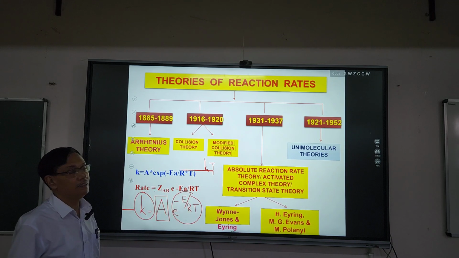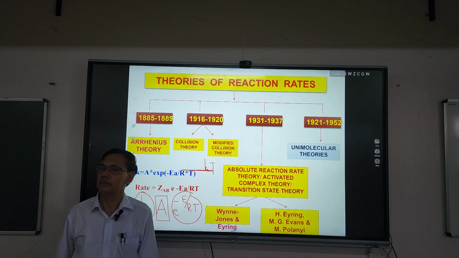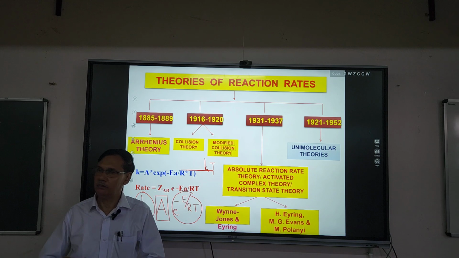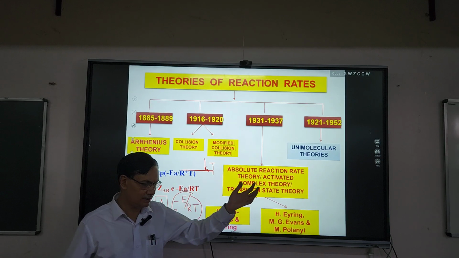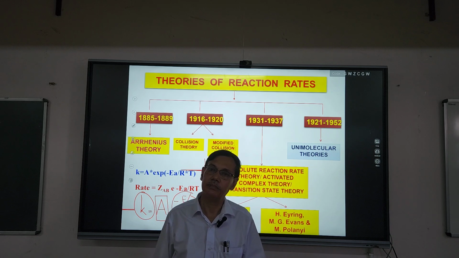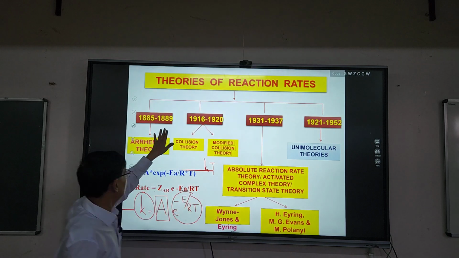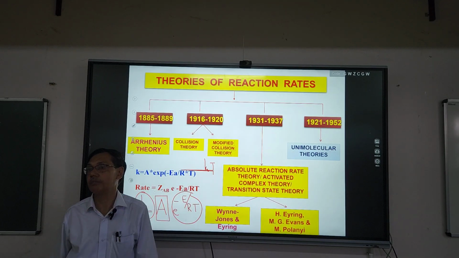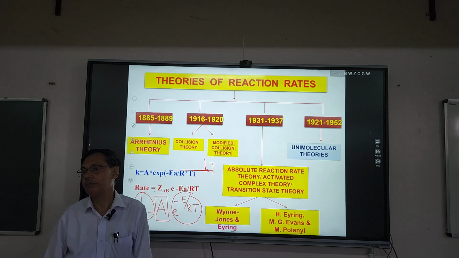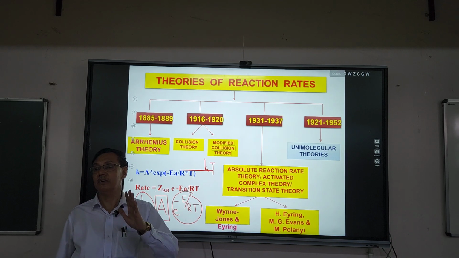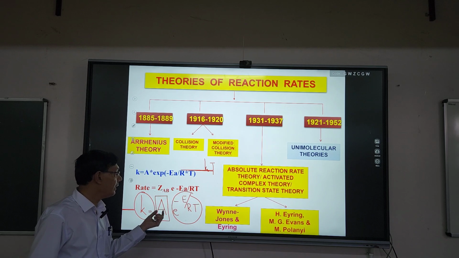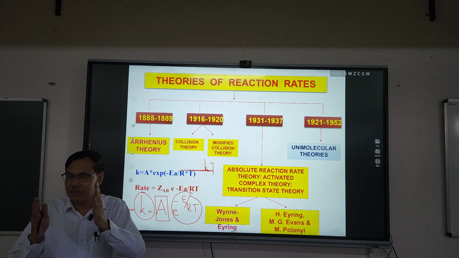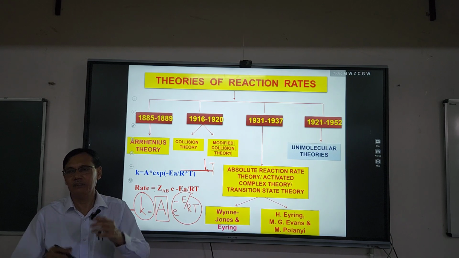Then in 1916, two great scientists, one from England and another from Germany, I think Max Trautz and W.C. McC. Lewis, explained it. You see, between 1889 and 1916, you see the time gap. They actually explained the actual meaning of A. If you understand the Arrhenius theory, you can very easily answer.